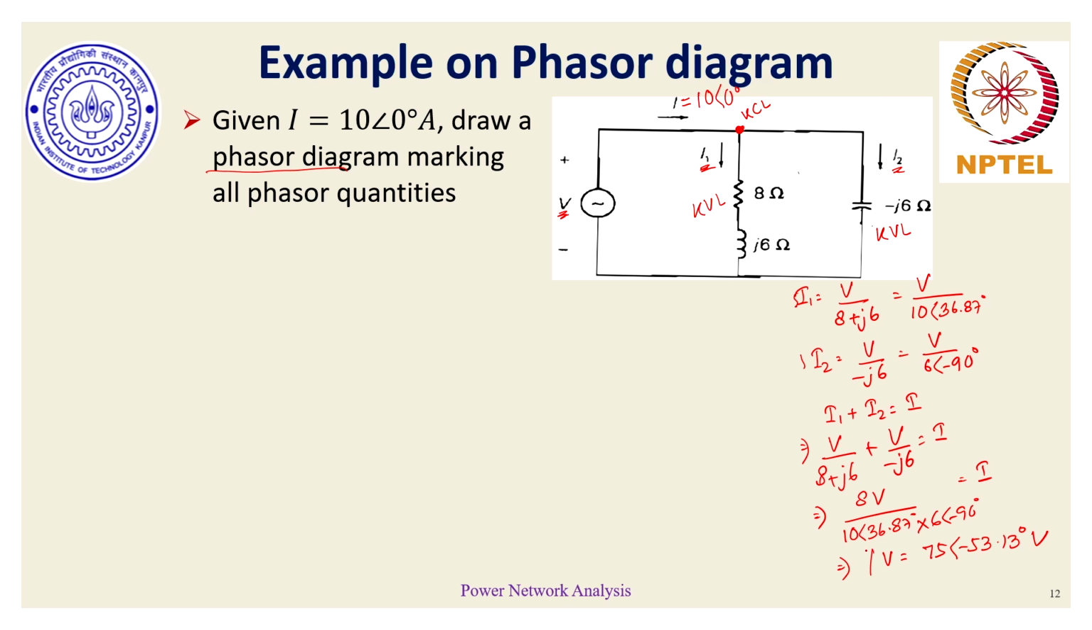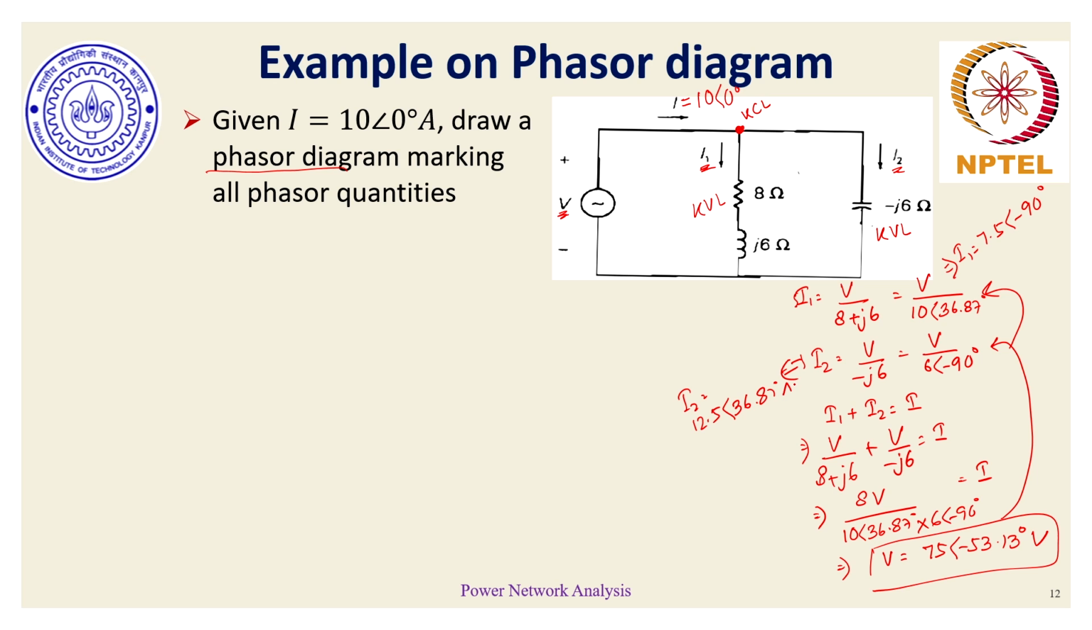Since we now know what the voltage is, we can substitute this into the current expressions, which are I1 and I2, and from here we would get I1 as 7.5 at an angle minus 90 degrees and I2 as 12.5 at an angle 36.87 degrees amperes.